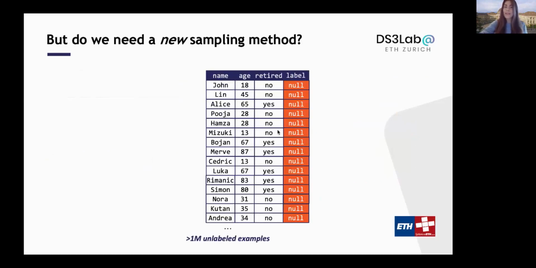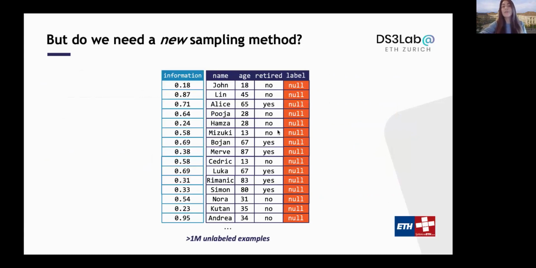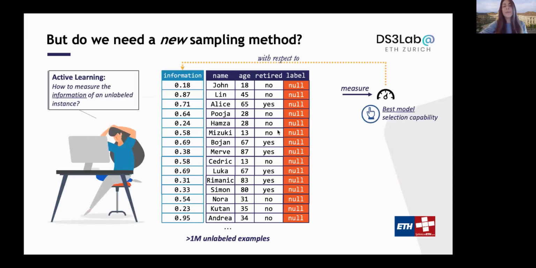So why do we need a sampling method? Imagine you have millions of data points and each of them has certain information. But I would like to set my information measure such that I query the most informative ones to output the best model in the end. So then the question is, how do I measure this information that is specifically for model selection?